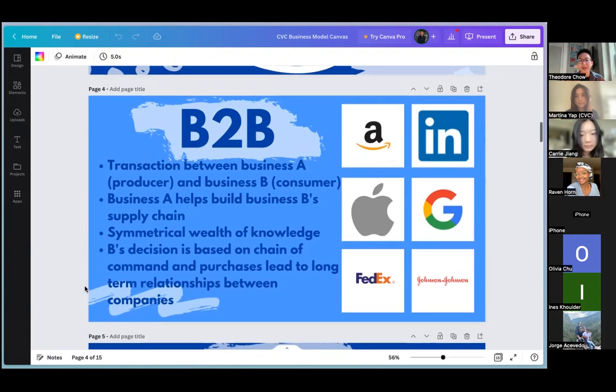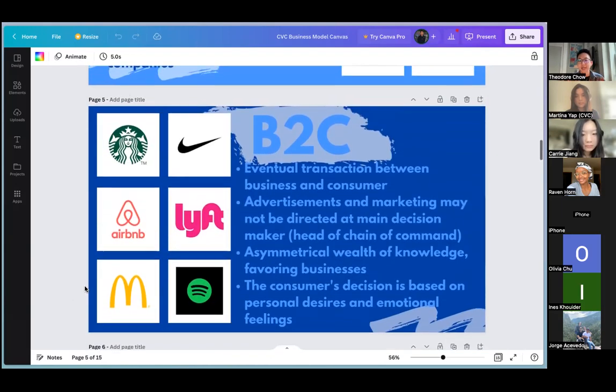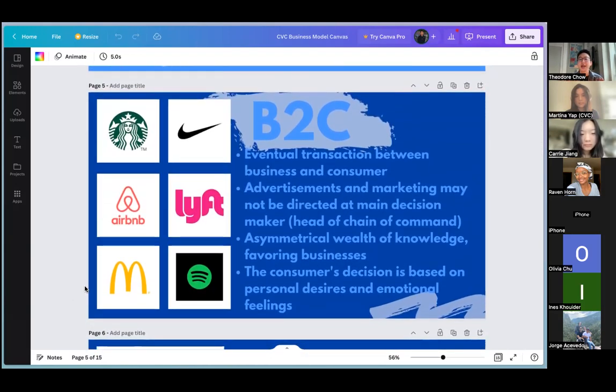So if there's no questions about B2B, B2C is a little bit easier to understand. Basically, it is a transaction between the business and the consumer itself. So there are companies out there that are targeting consumers, such as the companies on the left, which I'm sure you guys are all aware of: Starbucks, Nike, Airbnb, Lyft, McDonald's. All of these sell products or services to customers. And they all have slightly different business models, which we're going to go through later on.